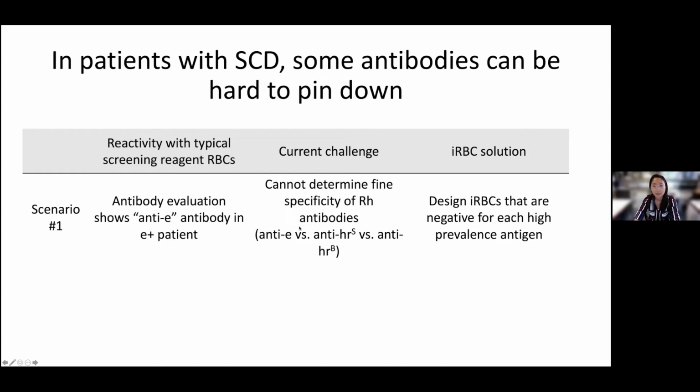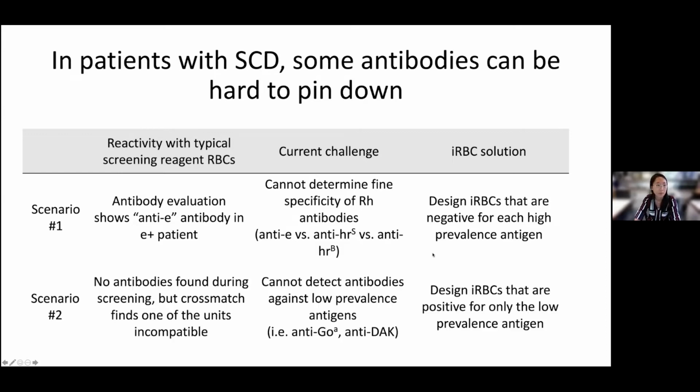And the challenge in the blood bank is that you don't have reagents to be able to tell the fine specificity of these Rh antibodies, because anti-little e and anti-HRS, which is a high prevalence Rh antigen, and anti-HRB, which is another high prevalence Rh antigen, all look very similar when you look at it with screening cells. So the IRBC solution is that we can make IRBCs that are negative for each high prevalence antigen, that are both little e positive, that would let you parse if there's an antibody against a high prevalence antigen or not.